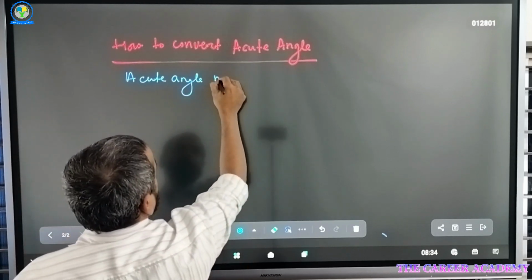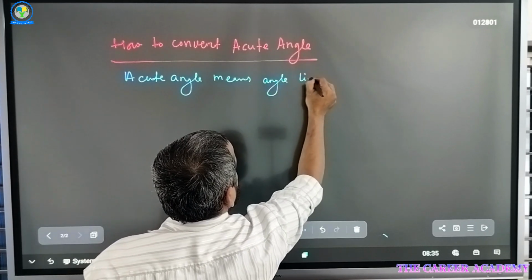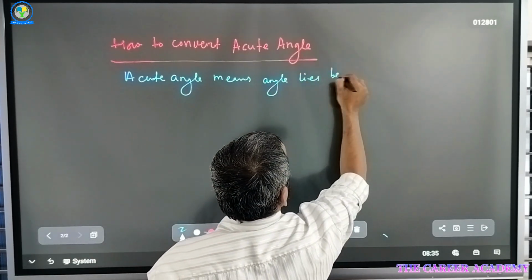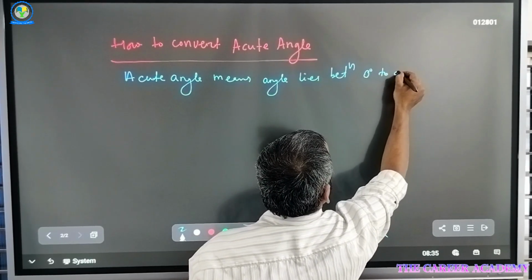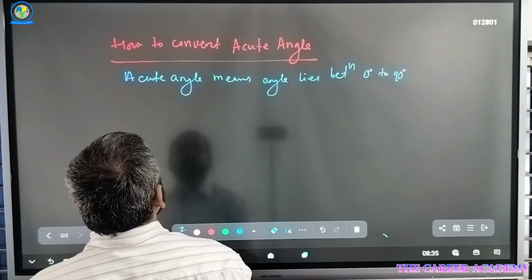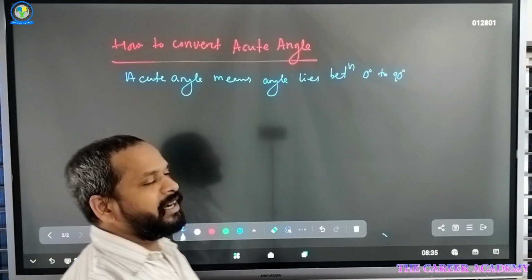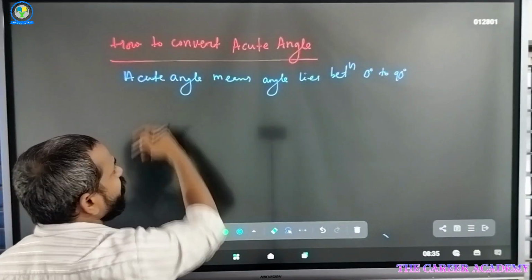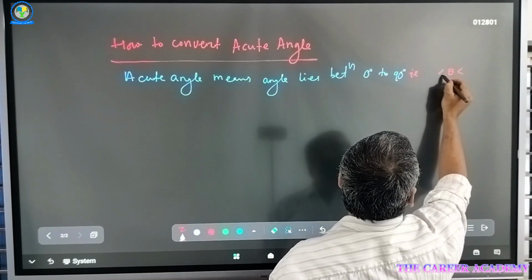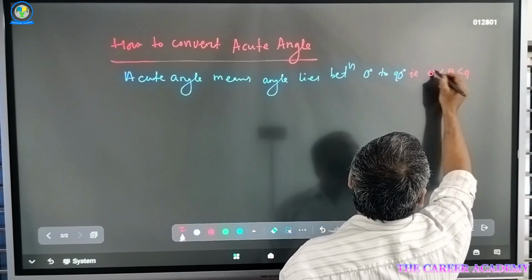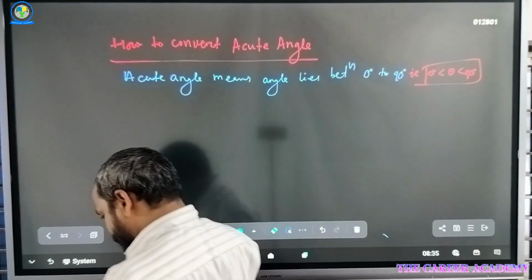Acute angle means the angle lies between 0 degree to 90 degree. Clear? Whenever an angle, or theta, lies between 0 to 90 degree, that angle is called an acute angle. That means theta is always between 0 to 90 degree. Clear? Then we call it an acute angle.